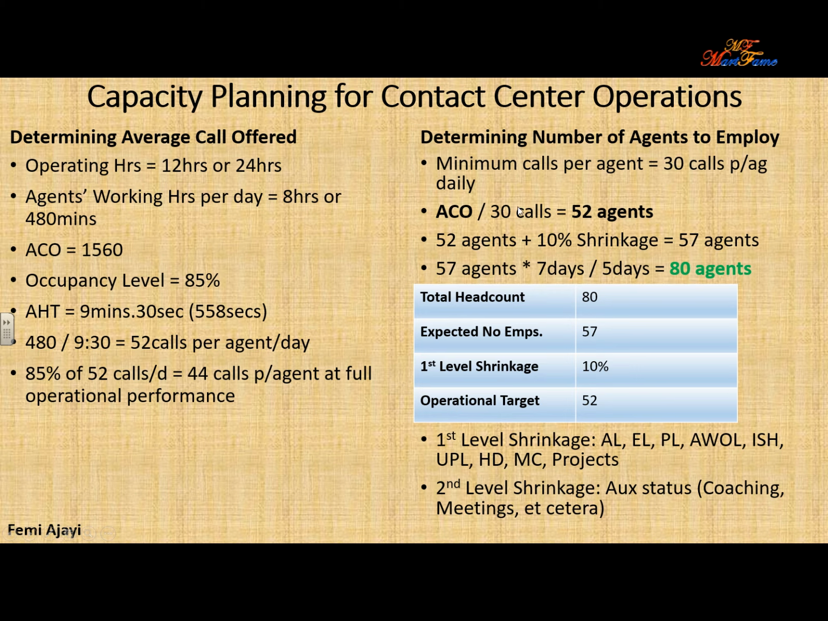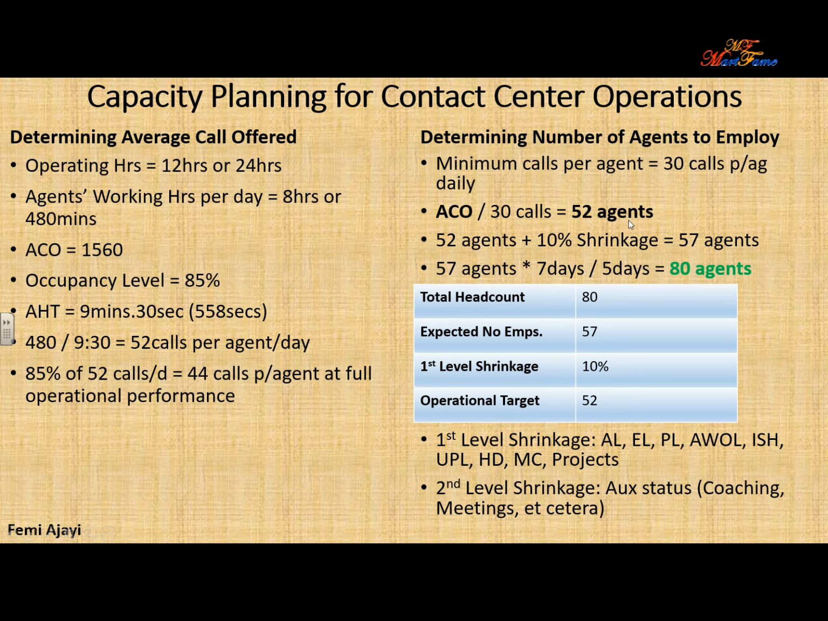So 30 calls, the average call offer, which is 1560 divided by 30 calls, that will give us 52 agents to be employed. So we want 52 agents to be able to handle this call volume at 85% occupancy.